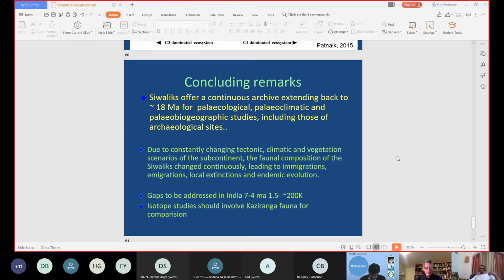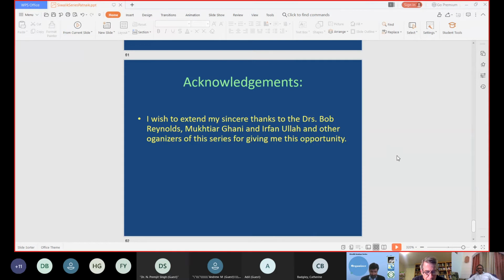We do not know exactly what kind of faunal material, what kind of faunal change that was. So there are some gaps, like between the middle Pleistocene and the late Pleistocene, and we need to use more areas like Kaziranga for fauna and for isotopes, so that we get a better comparison with the Siwaliks.